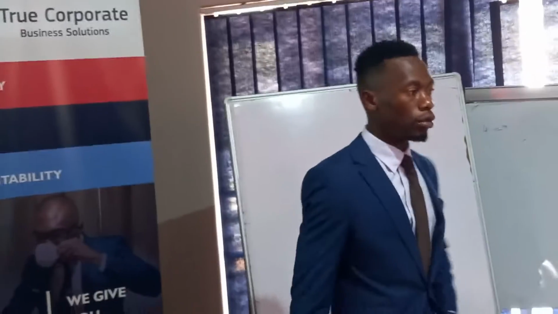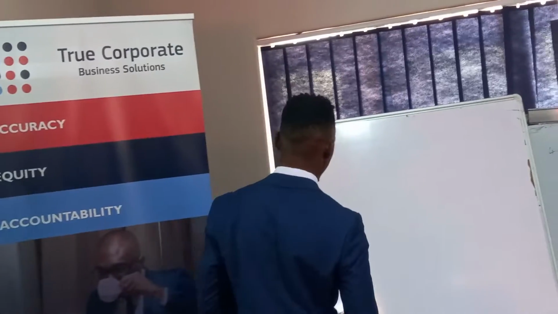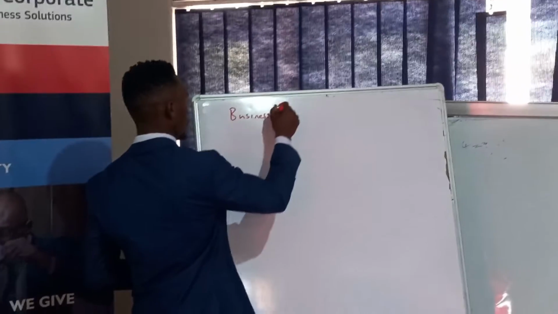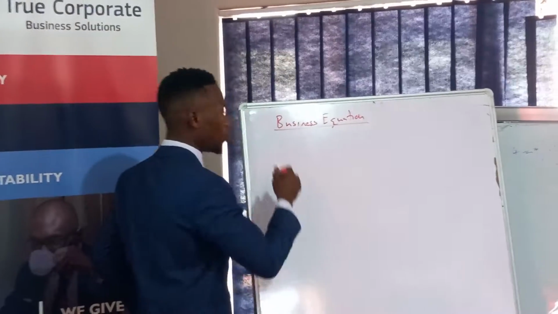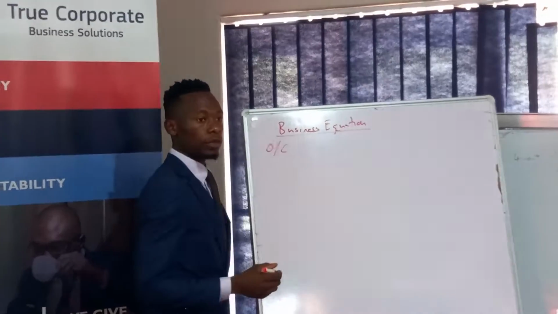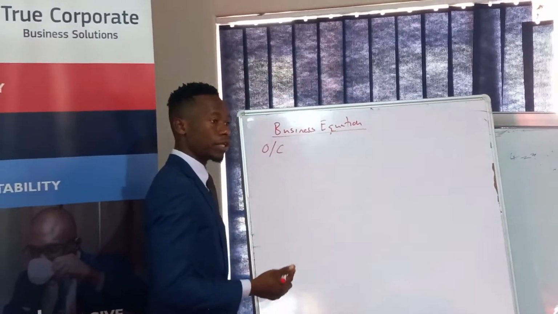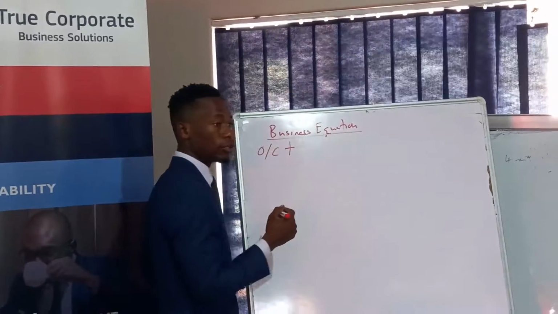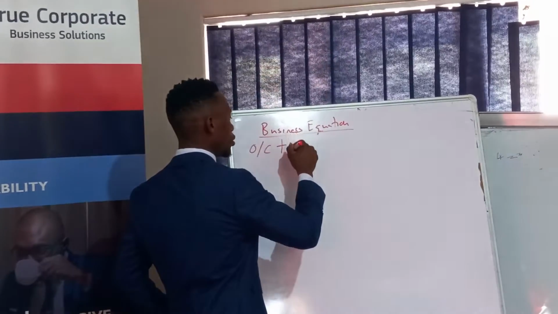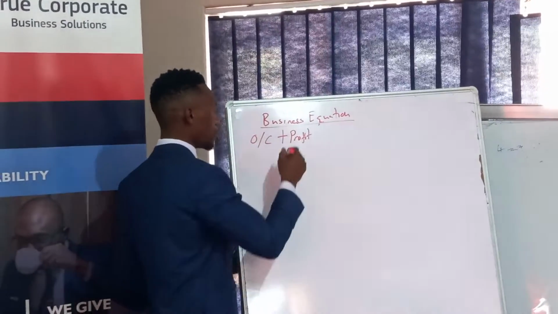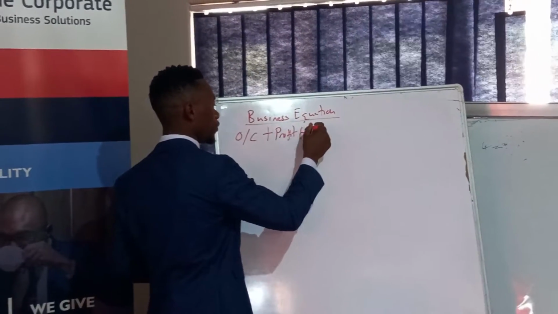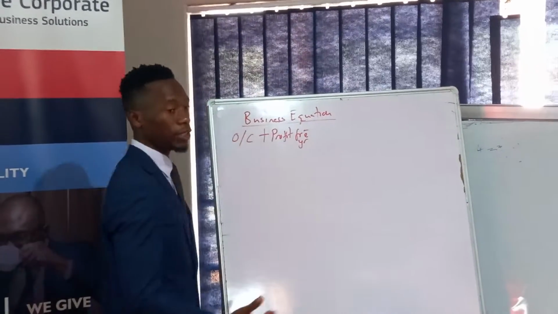Number one, the first question, it was sales tax. But before we look at the sales tax, do you remember the business equation? You remember the business equation, right? On the business equation, we say what? Opening capital. When you start your business, you start with the opening capital. You add what? You add the profit that you have made, right? The profit for the whole year. So this is the profit for the year, or some call it the net profit.